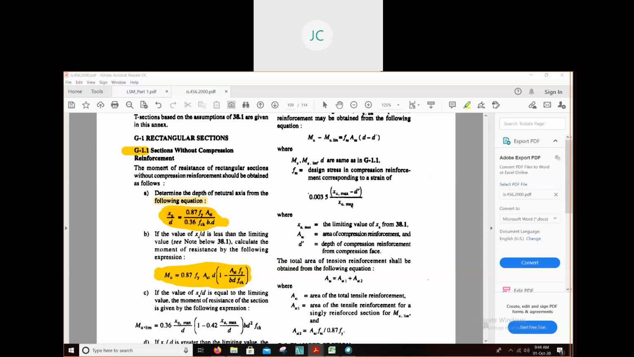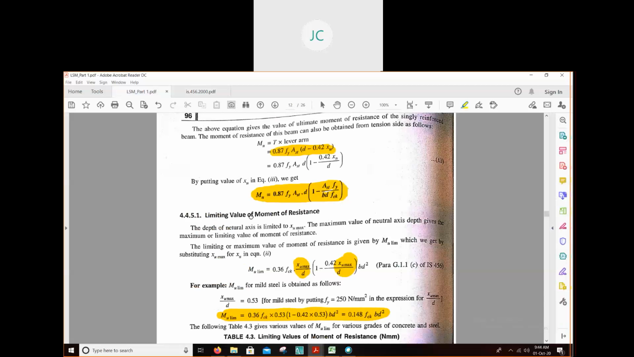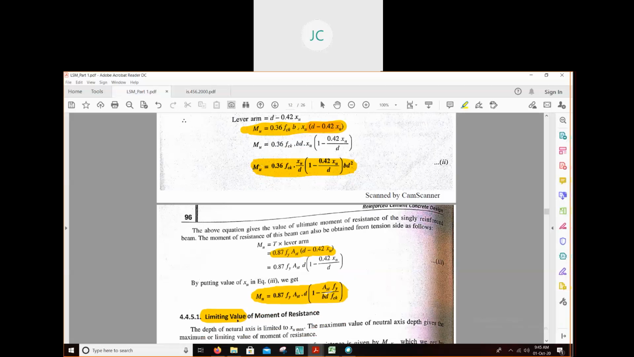Now let us go to the PDF again. Next is the limiting value of moment of resistance, that means the maximum value of moment of resistance. Whenever you write limiting value, always remember that in that case your xu will become xu max. Whenever you write limiting value, you have to take the maximum value of depth of neutral axis.